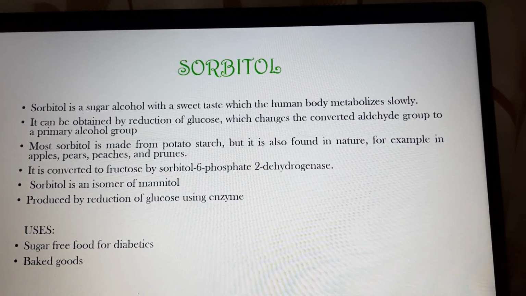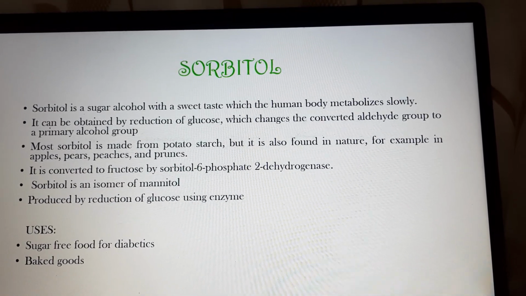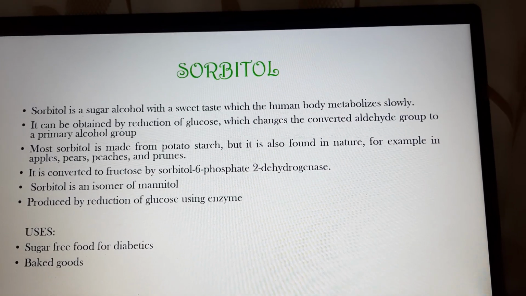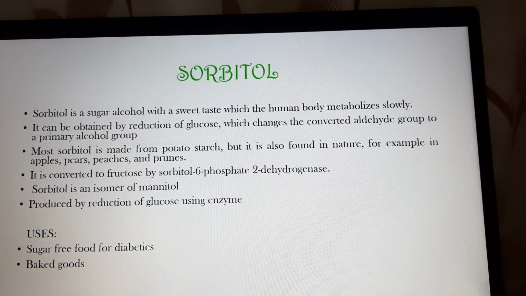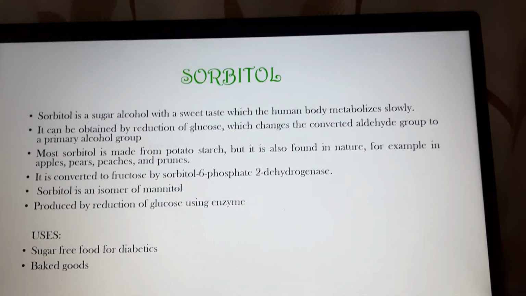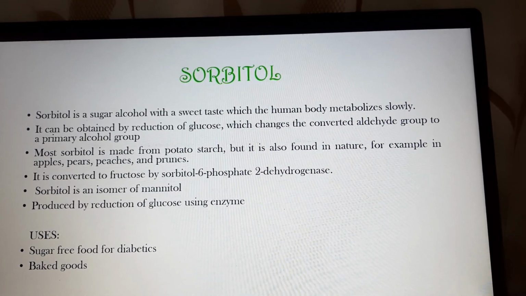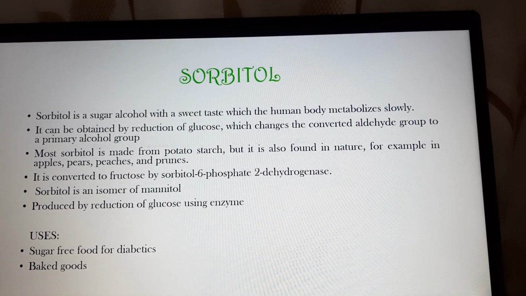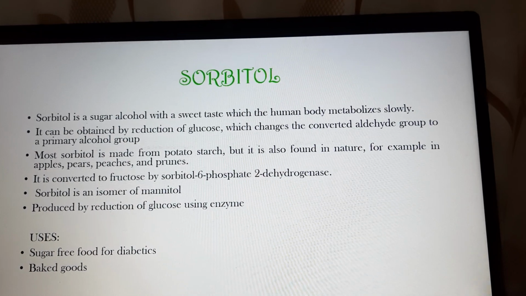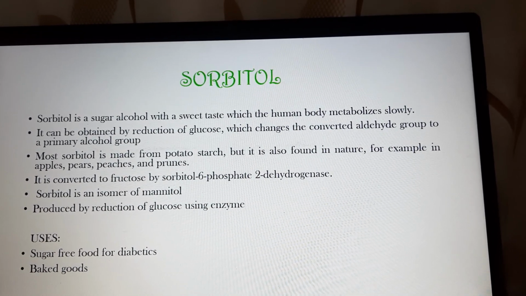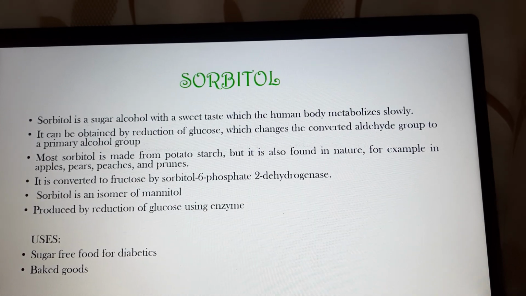Most sorbitol is made from potato starch, but it is also found in nature, for example in apples, pears, peaches, and prunes. It is converted to fructose by sorbitol-6-phosphate 2-dehydrogenase. Sorbitol is an isomer of mannitol. They are produced by the reduction of glucose using an enzyme.